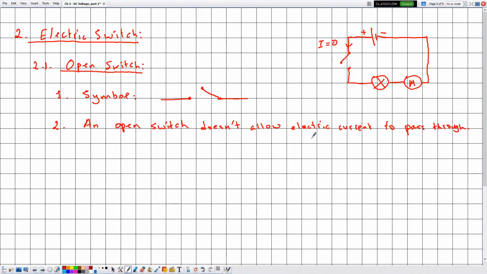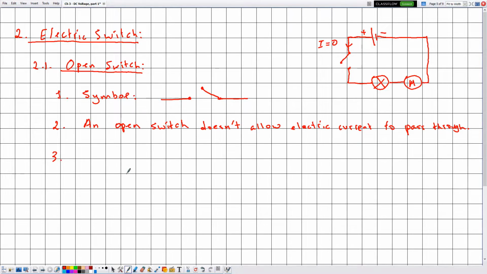An open switch doesn't allow electric current to pass through, so the value of the electric current in this case is 0. Notice that here I didn't place any unit for the value of I, and because it's 0, we know that 0 multiplied by anything will remain 0. For this reason, I didn't put any unit for the 0 or for the I.